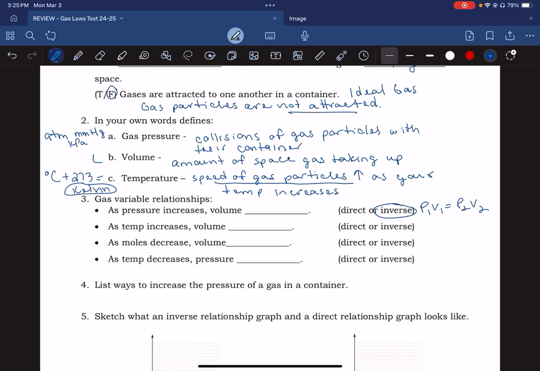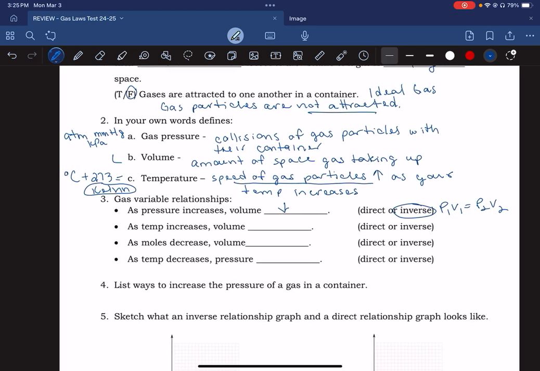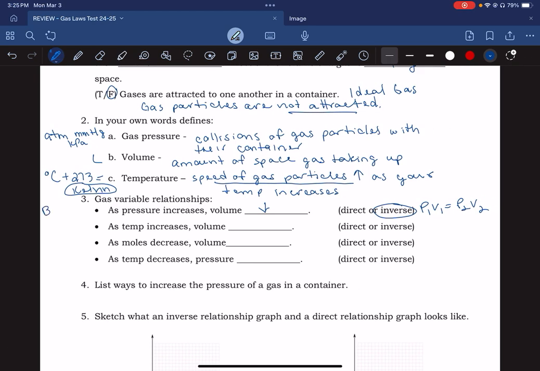It says as pressure increases, the volume has to decrease, because in an inverse relationship, when one goes up, the other goes down. So basically in the opposite direction. Pressure increases, therefore our volume decreases. And so, yeah, that's Boyle's law.